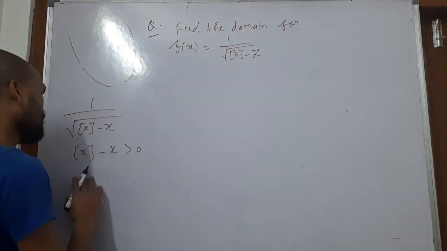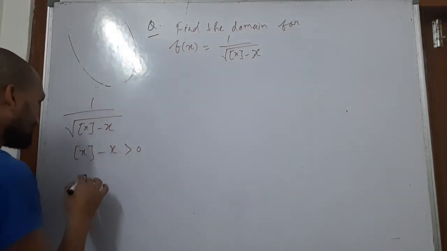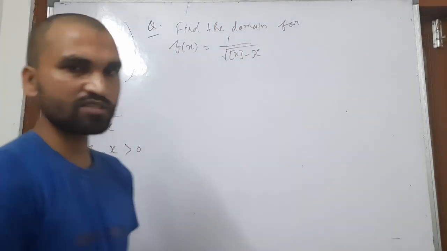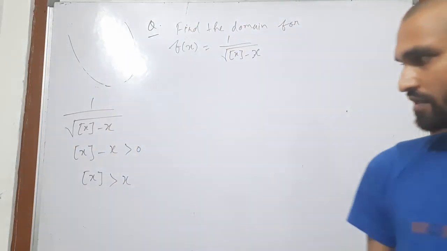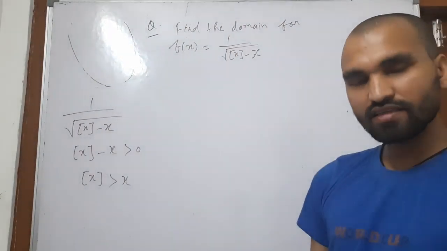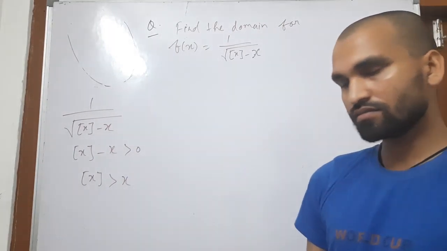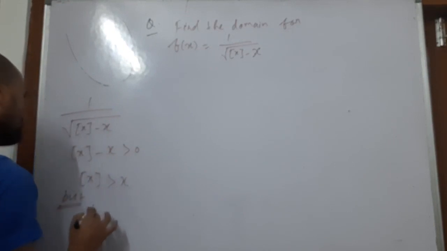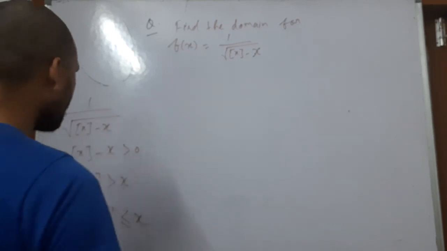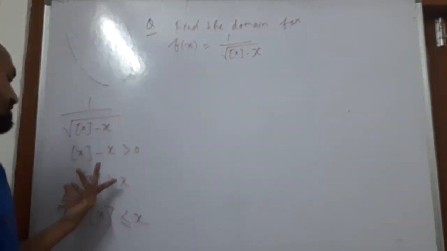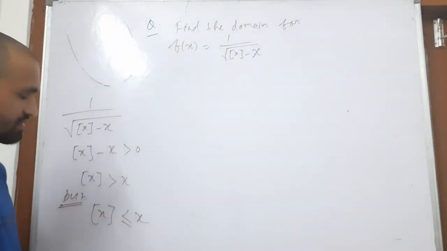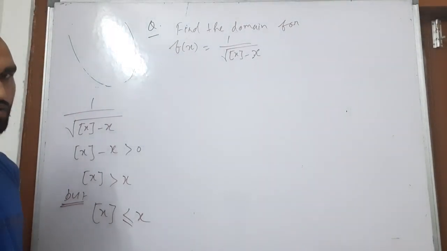So after solving this, we get that the greatest integer x is greater than x. It is possible, but by the definition of greatest integer x, we know that the greatest integer x is always less than or equal to x. This relation says that greatest integer x is greater than x, but the actual relation is that greatest integer x is always less than or equal to x.